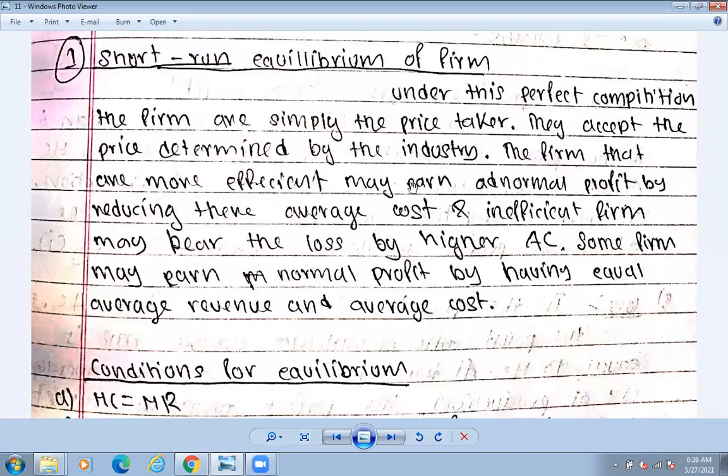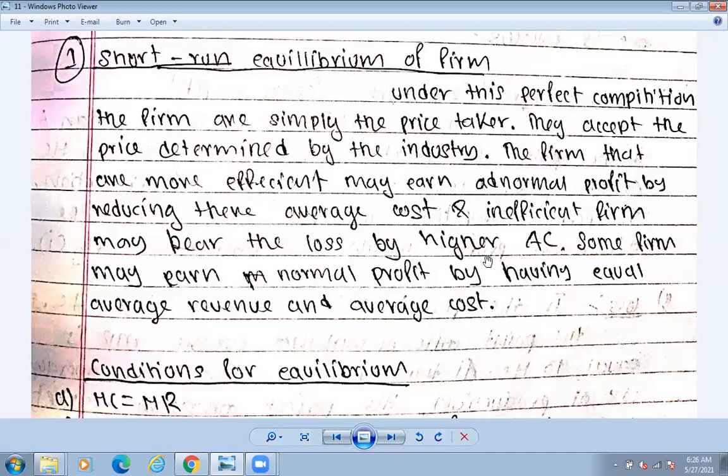The firms that are more efficient may earn abnormal profit by reducing their average cost, and inefficient firms may bear the loss by higher AC. Here it is written again. So this is the copy of my dearest student. My dear student, if you are watching this one, please make sure the spelling of abnormal is right, a b abnormal.